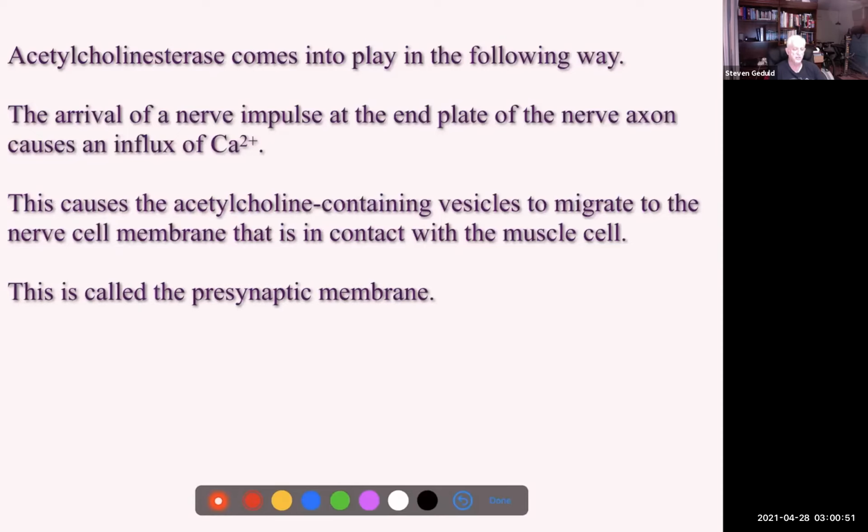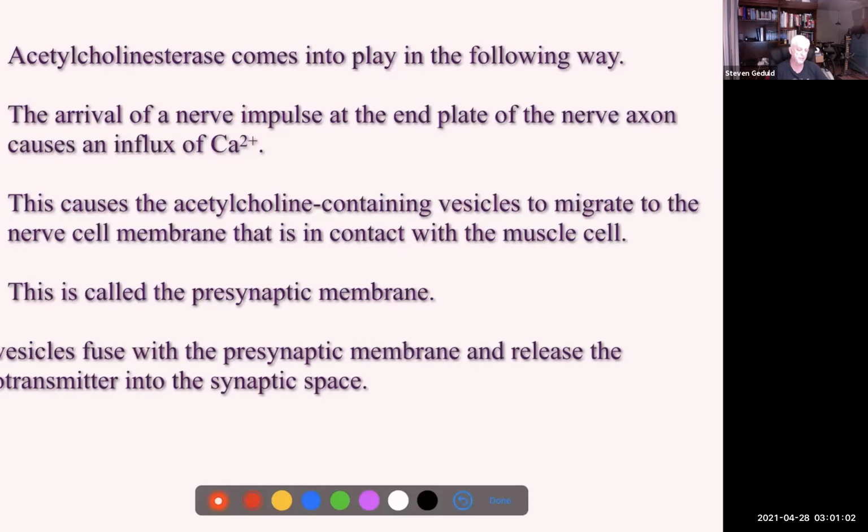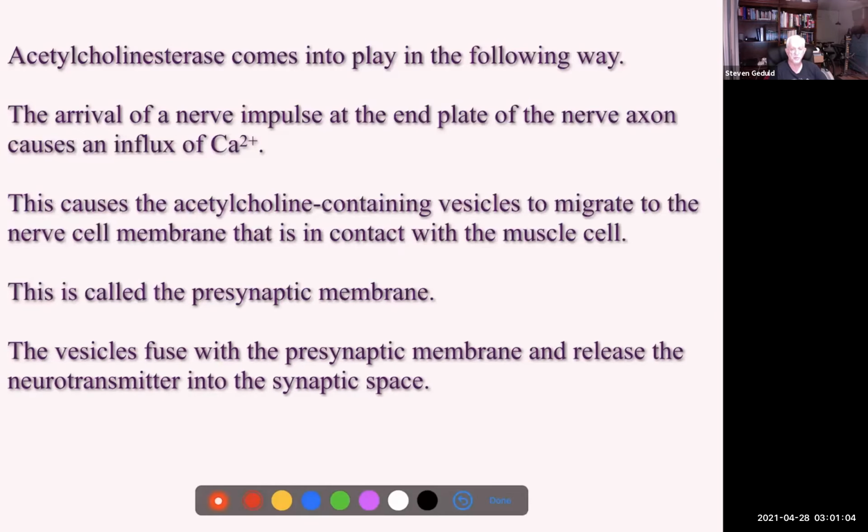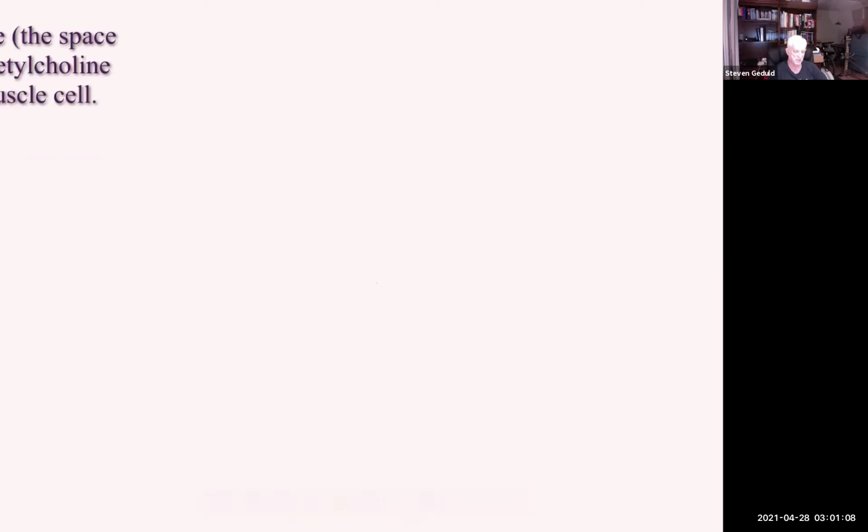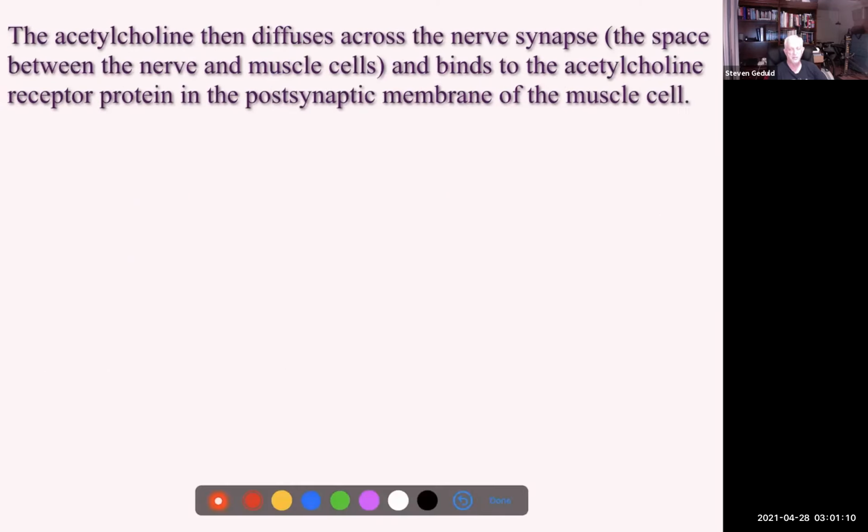This is your presynaptic membrane. This is the membrane of the nerve cell that is on the first side of the junction before it gets to the muscle. The vesicle fuses with the presynaptic membrane and releases a neurotransmitter into the space. So acetylcholine is released into the space between the nerve and the muscle. The acetylcholine diffuses across the nerve synapse and binds to acetylcholine receptor protein in the postsynaptic membrane of the muscle cell.